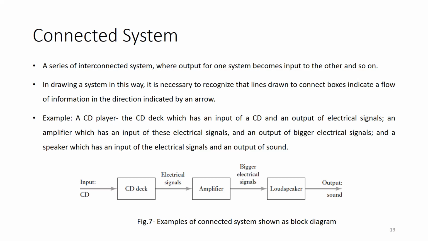So one output, then another unit is there for which the input is from the first output. After processing, the output from the second is the input to the third, and then you will get the final output. So an interconnected system having a number of input and output systems in between would be called a connected system. Okay? So a series of interconnected systems where the output of one system becomes the input to the other and so on.